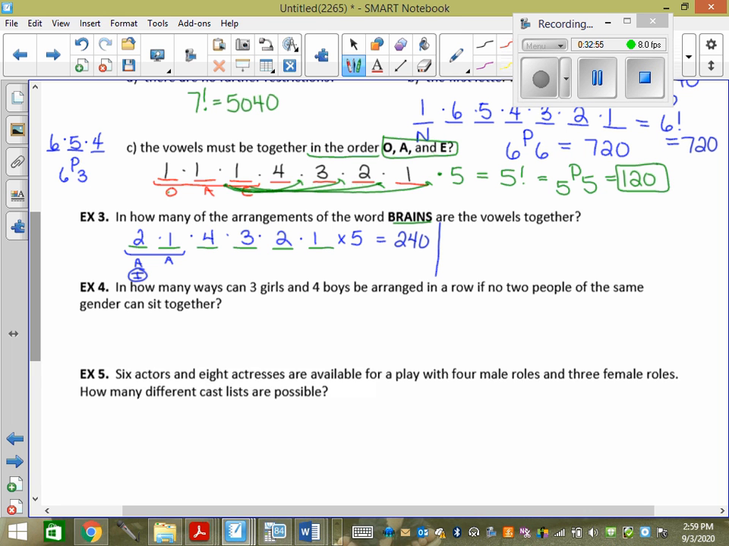If I said they can't be together, I'd have to find the total. How is the total ways of BRAINS? BRAINS is 6 letters. What's the absolute total with no restrictions? I could arrange that. Yeah, 720. So if I said not together, just as a practice, I would do 6 factorial, 720, the ways I can rearrange BRAINS, absolute maximum, right? And I'd subtract off the vowels together, 240. And I'd be left with 480, I believe.